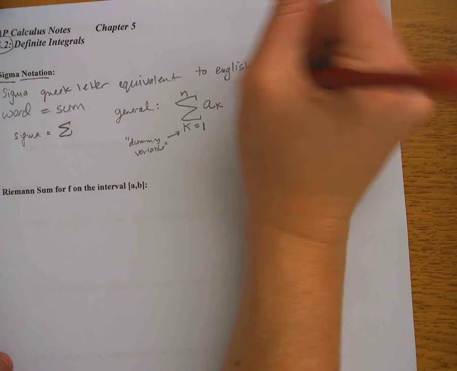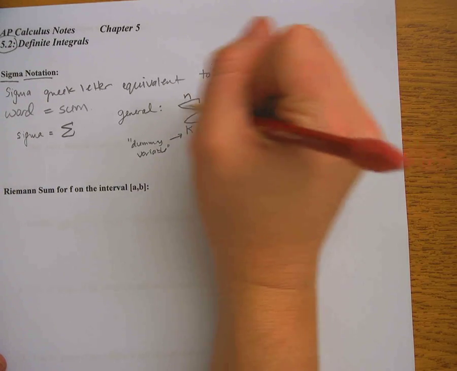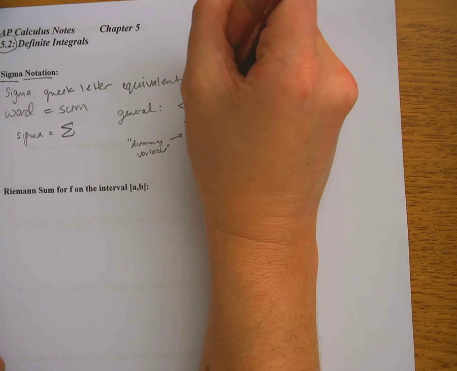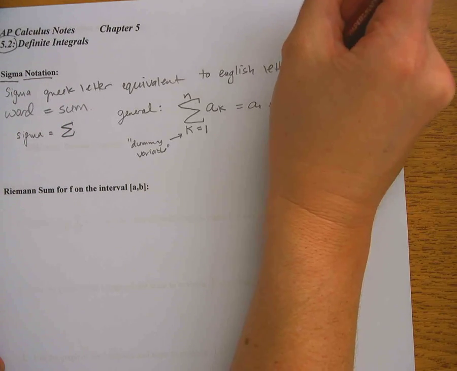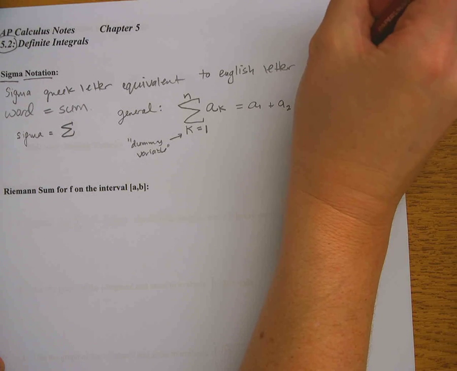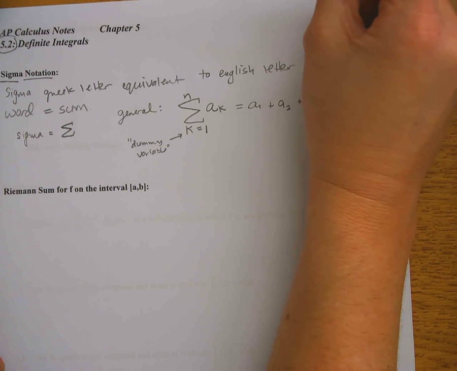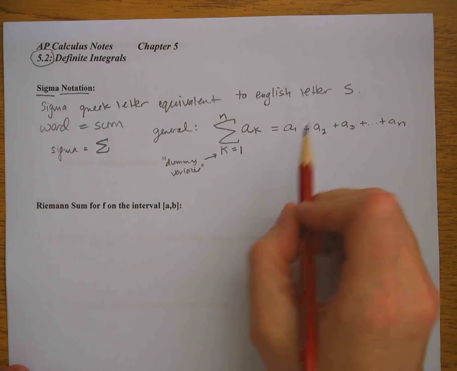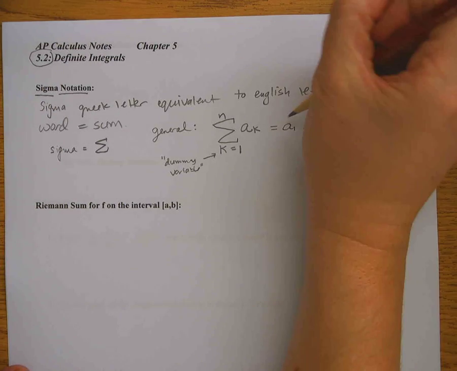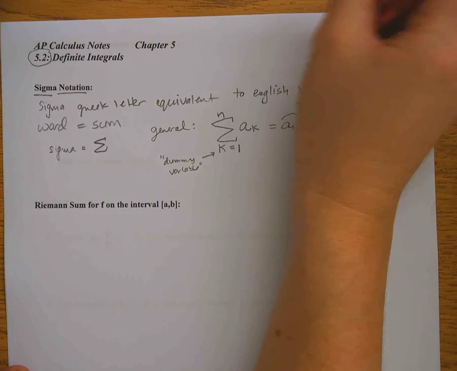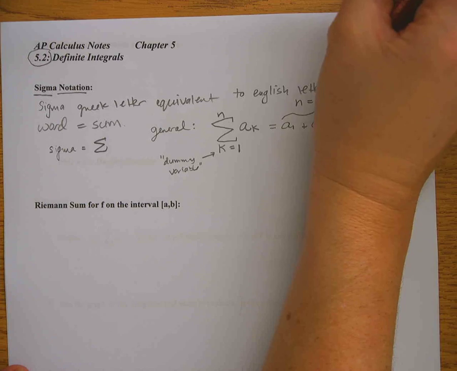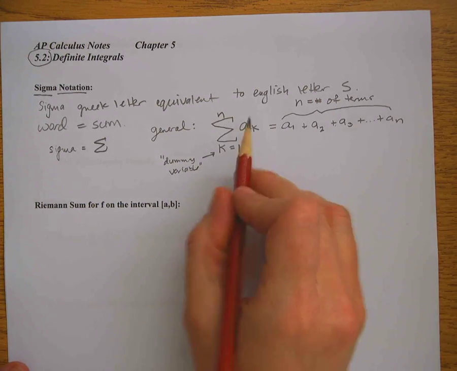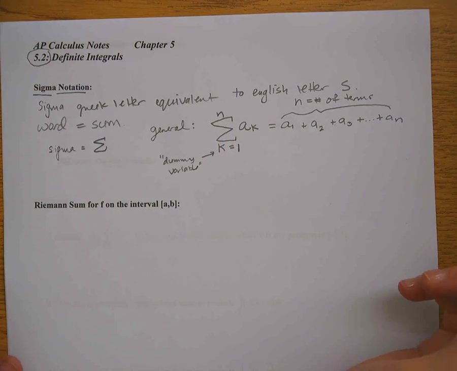And what it means is the first term in this sum would be a sub 1, because we begin with 1. The second term would be a sub 2. The third would be a sub 3, all the way to the nth term. And so basically you have all of these n terms. Again, n is the number of terms. And you add them, or you sum them up. That's what the big capital letter sigma stands for.